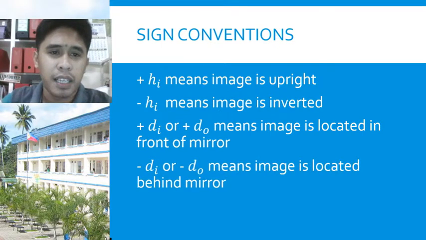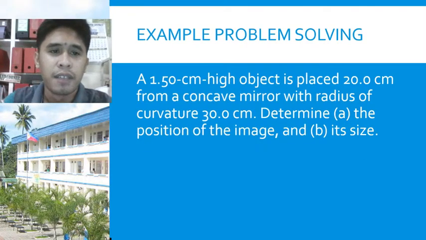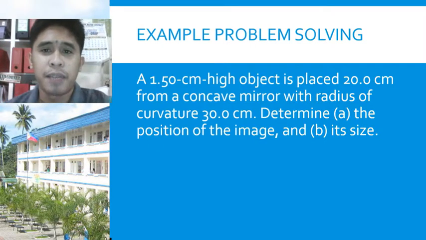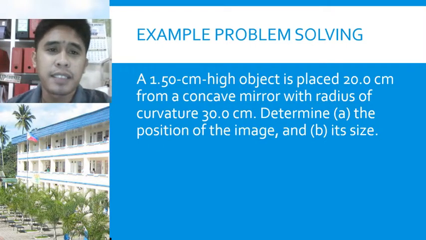Now, let us try to solve a problem and use the two equations to characterize the image formed by a concave mirror. For this problem, a 1.50 centimeter high object is placed 20.0 centimeters from a concave mirror with radius of curvature 30.0 centimeters. Determine A, the position of the image, and B, its size.